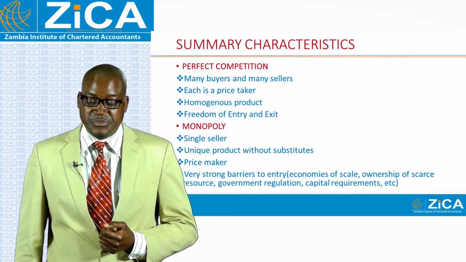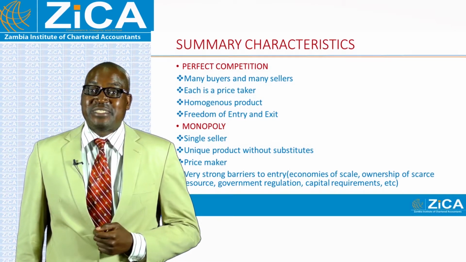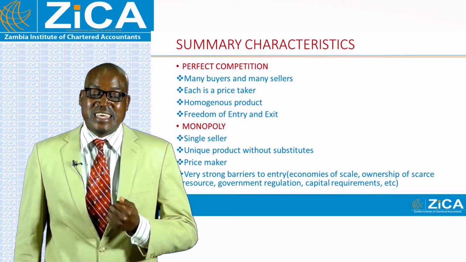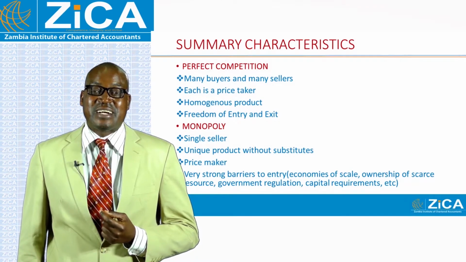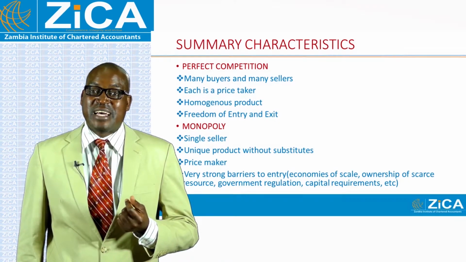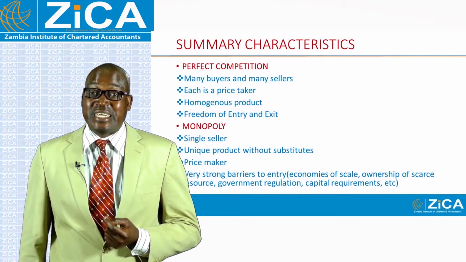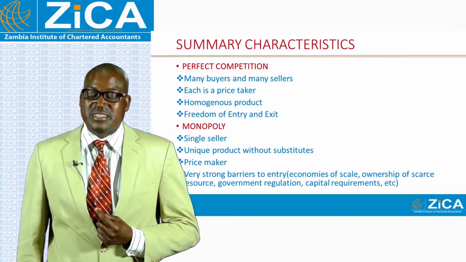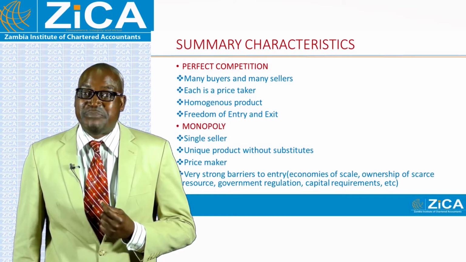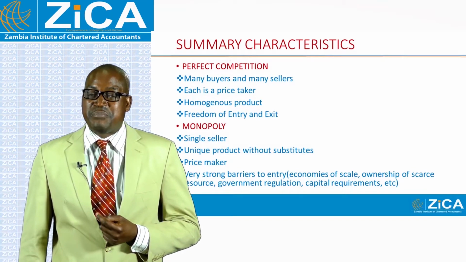Next one, we have monopoly. Monopoly is at the opposite side of perfect competition. Here, the defining characteristics are that there is only a single company, or a single firm that sells a certain product. That particular product is unique. It is different from what others are selling. The other characteristic is that the monopolist is a price maker, decides what price to charge for the product.